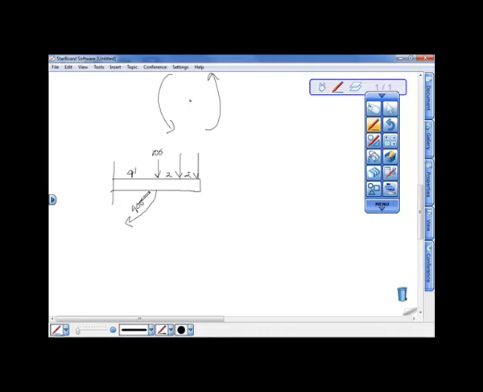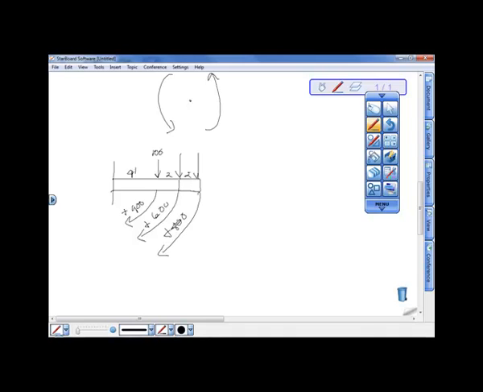And then as you go out further, you moved it out, what would it be? 600. And then of course 800. And are these positive or negative? Right, because they're clockwise. So you can see how the moment is greater the further out you get.